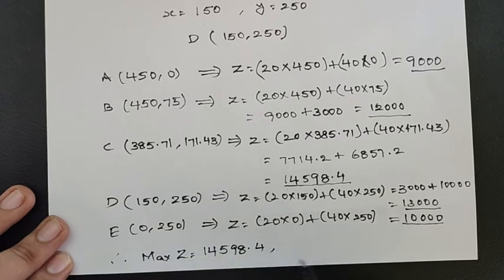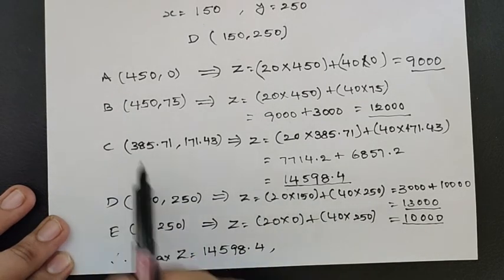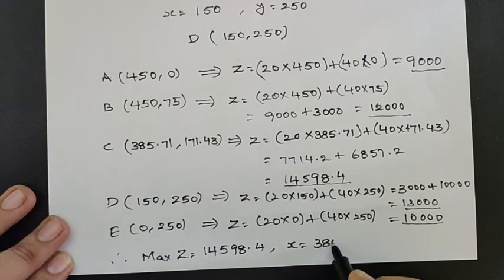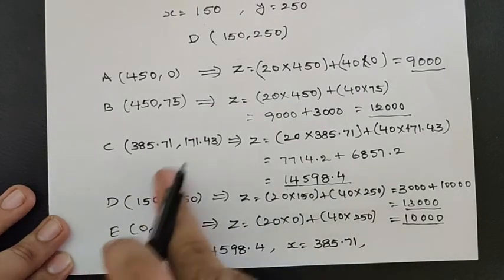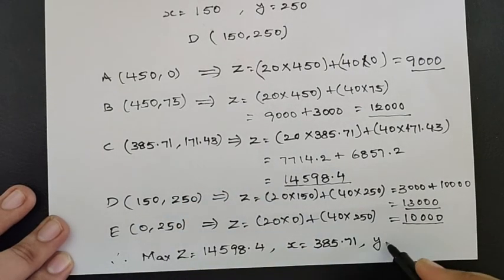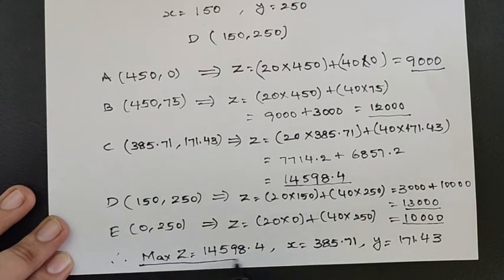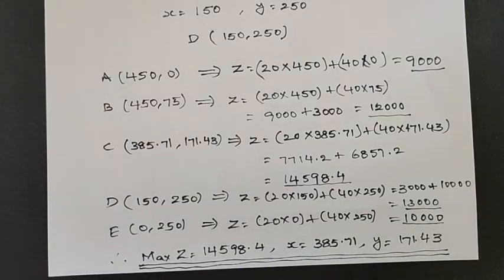Therefore the value of z is equals to 14,598.4. So how you got this value means the value of x is 385.71 and the value of y is equals to 171.43. So this one is the solution of the problem, right?